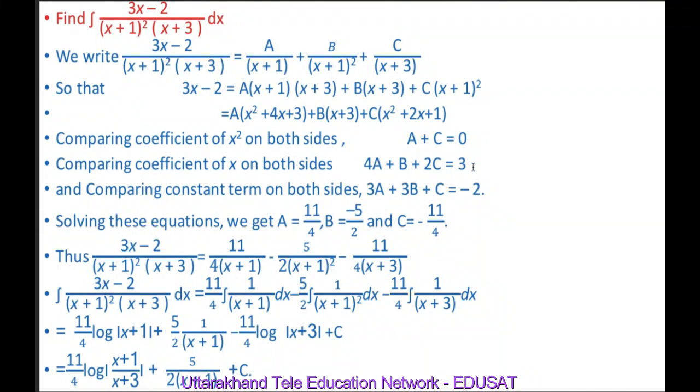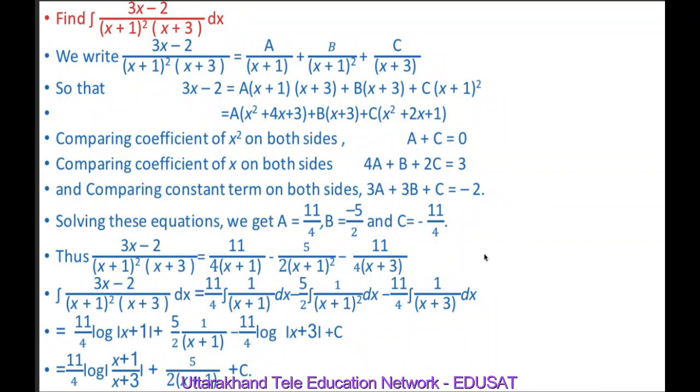Now we will compare the constant terms. Here the constant term is minus 2. Here the constant term is 3 into a, 3a. Here the constant term is 3 into b, 3b. Here the constant term is 1 into c, so it is c. So on comparing the coefficient of x square, x and constant term on both sides of this equation, we get a plus c equal to 0, 4a plus b plus 2c equal to 3, 3a plus 3b plus c equal to minus 2.